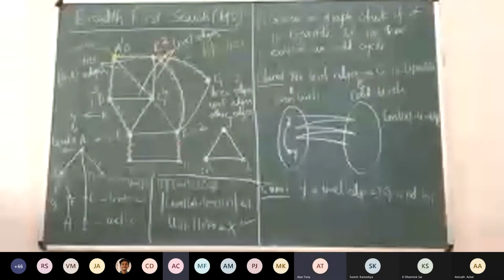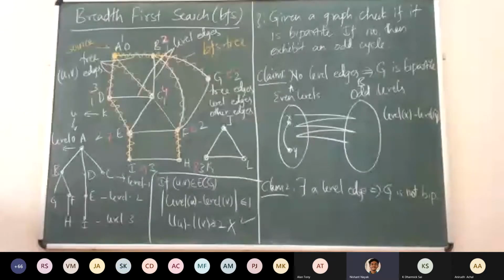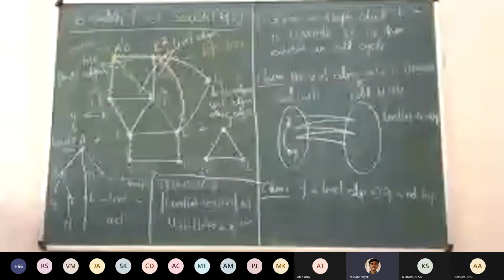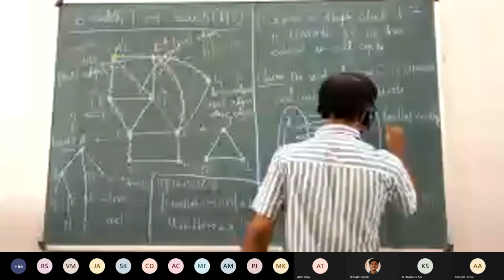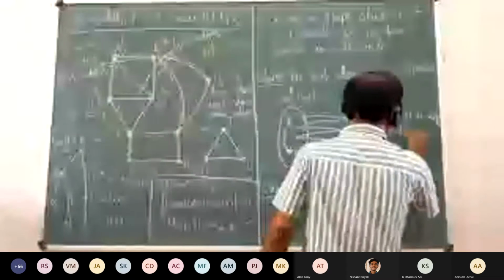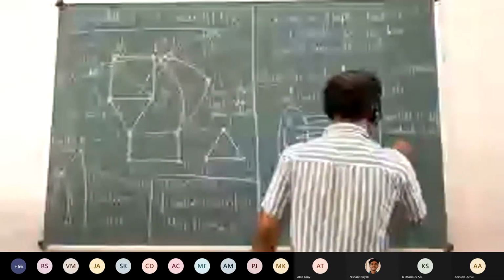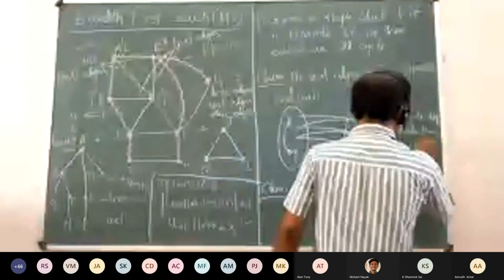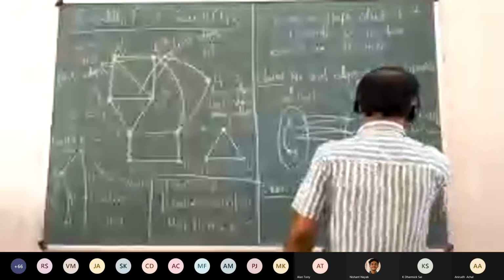Is it possible? An odd cycle? No, it is not an odd cycle. By our assumption, we said no level edges. So this cannot happen. This is a contradiction, since there are no level edges. So this is not possible.